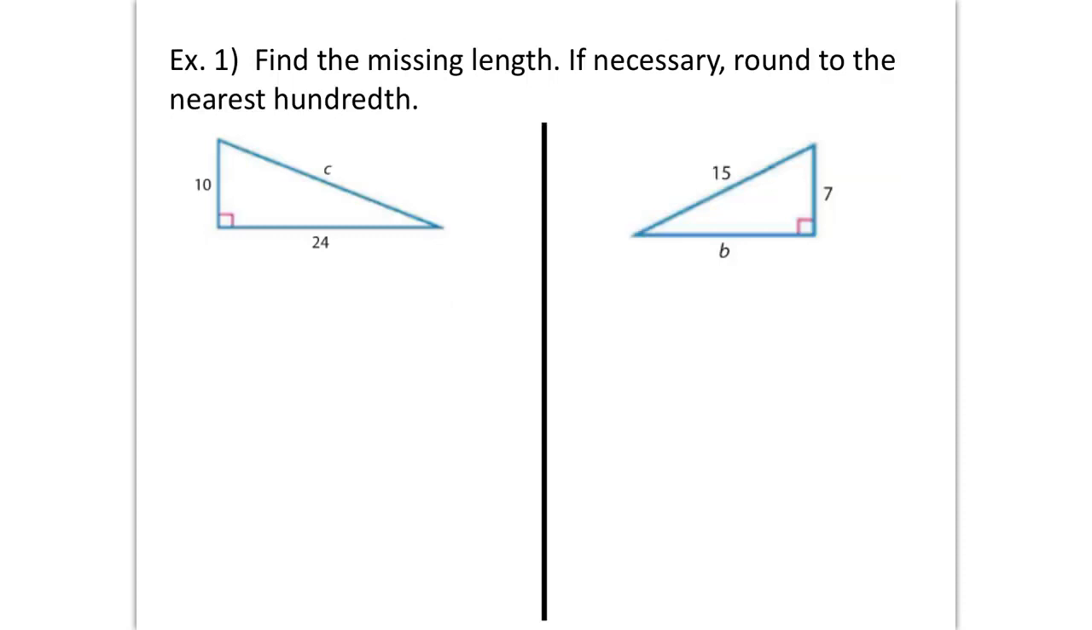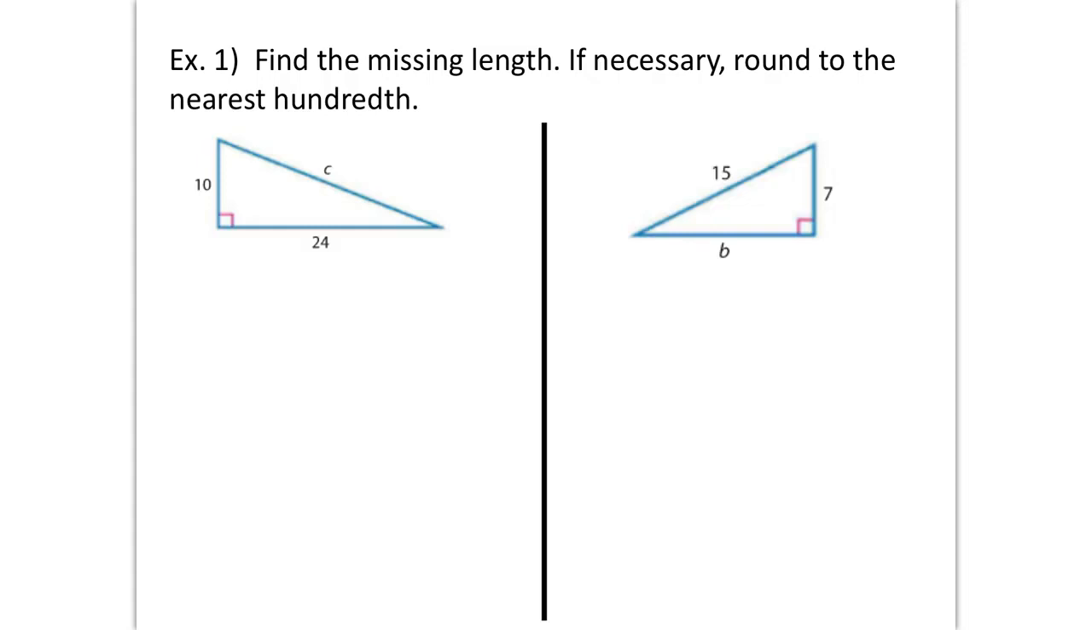So let's try an example and find a missing length from that triangle. Now, it says here that we can round to the nearest hundredth if it's necessary. If we get an irrational number or a decimal, we can round to the nearest hundredth place, which is two decimal places.